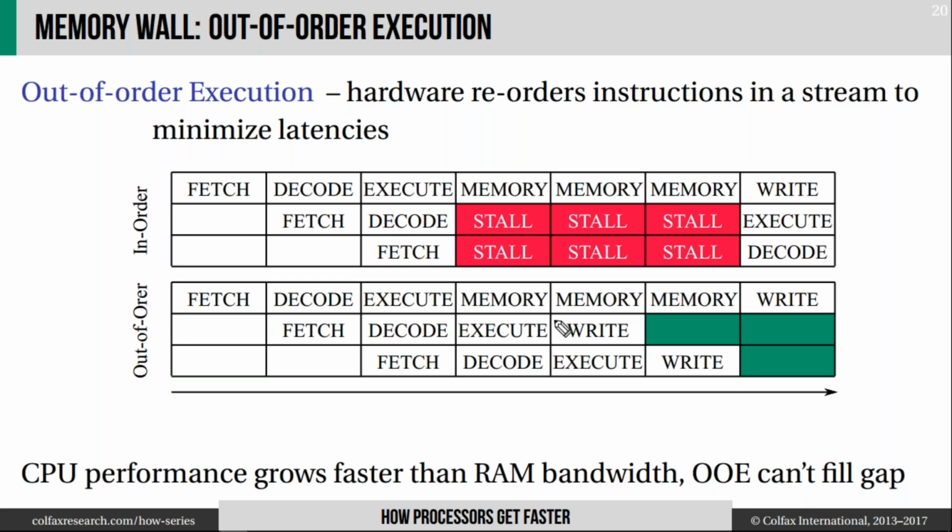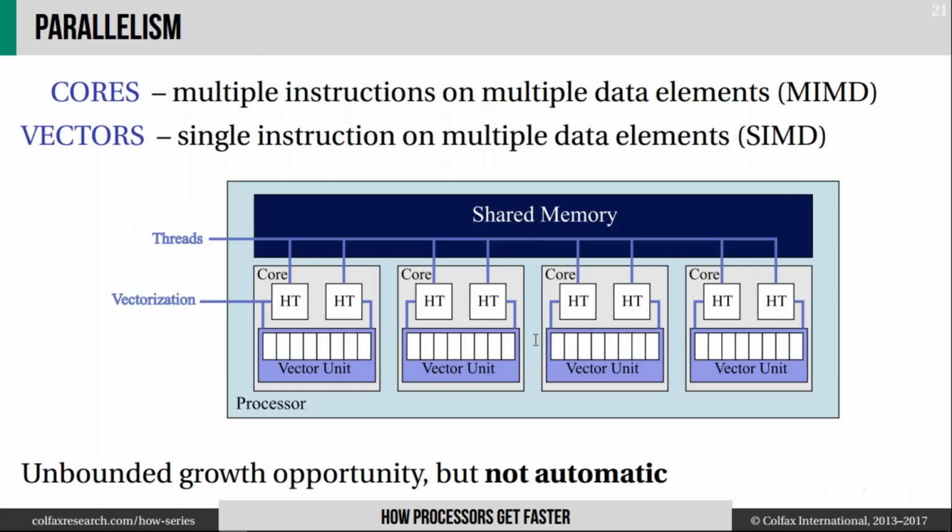Again, to you as the programmer, it means nothing. You just keep running your software and it automatically runs faster. But even if you're not bottlenecked by memory access today, you will be in the future. And out-of-order execution will not be able to fill the gap automatically if your memory access is order of magnitude slower than computation. So how are processors getting faster?